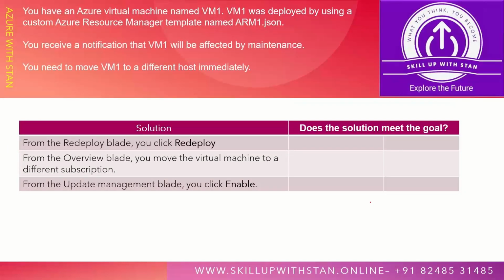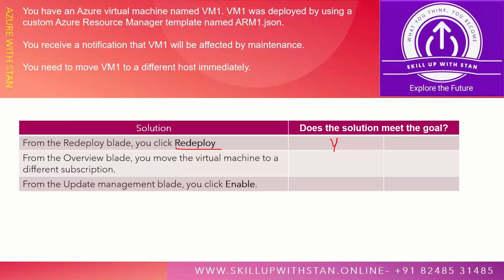Okay, moving on to the next question. You have an Azure virtual machine named VM1. VM1 was deployed by using a custom Azure resource template named ARM1. So they are using an ARM template to deploy it. You receive a notification that VM1 will be affected by maintenance. So they are doing planned maintenance, and your VM might go down because of it. They are asking us, you need to move VM1 to a different Azure host immediately, to a different Azure physical server. So if you use the option redeploy, this is going to help us move the VM to a different Azure host.